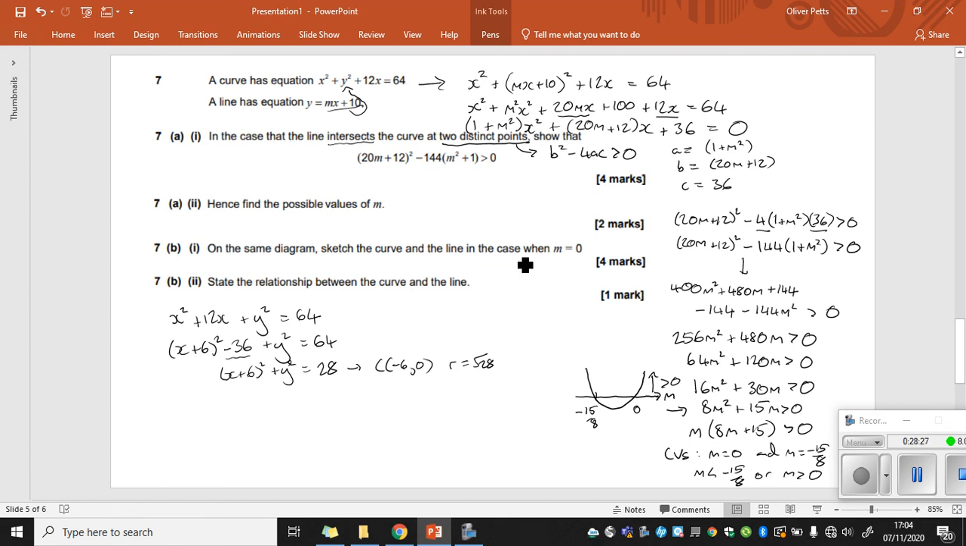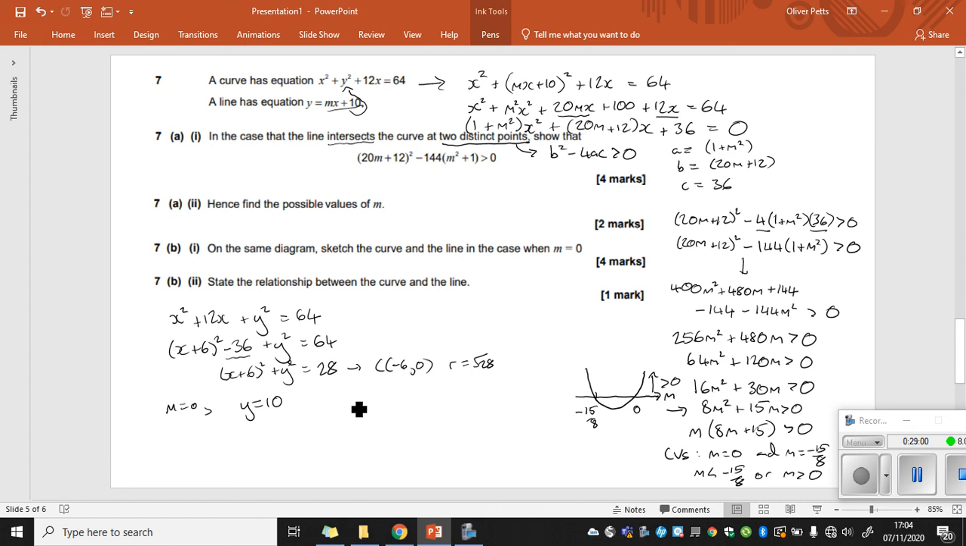And we're told to sketch the curve and the line in the case where m equals 0. So when m equals 0, well, what's going to happen? We could just go back and say, okay, we've got a line, y equals mx plus 10. When m equals 0, then our line equation is going to simply be y equals 10. So that is just going to be a horizontal line.